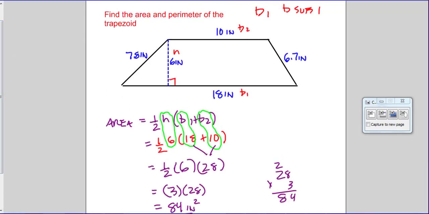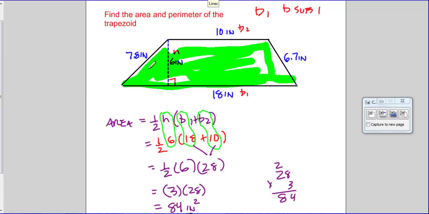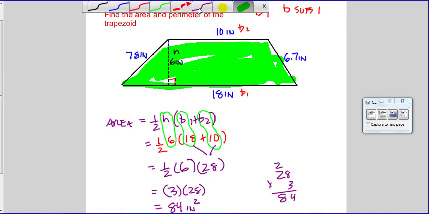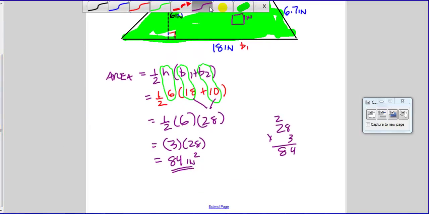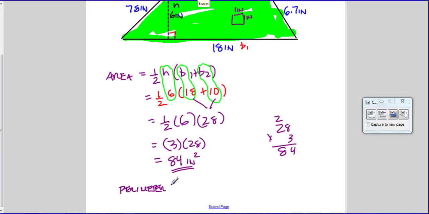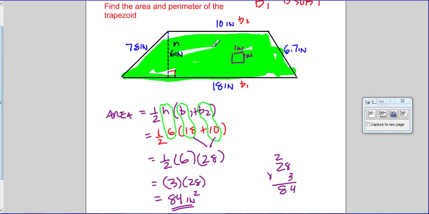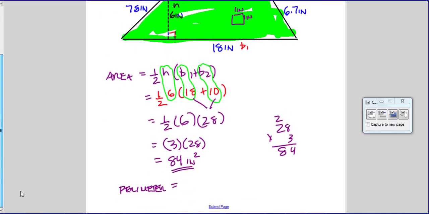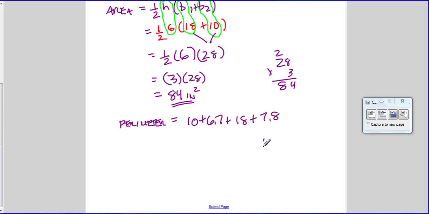So that means inside this trapezoid, the space inside this trapezoid, I could fit 84 squares that are 1 inch by 1 inch in dimension. The perimeter is the distance around the trapezoid. And that is equal to, start here, 10 plus 6.7 plus 18 plus 7.8. So now I'm going to line those up.